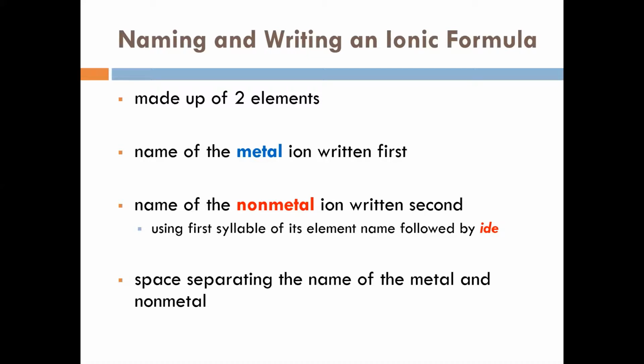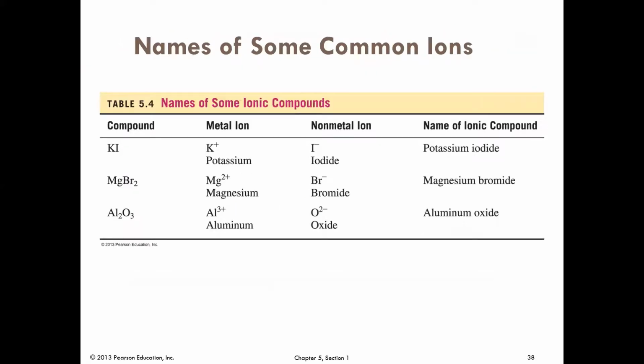We always put a space in between the metal and the non-metal as well. So KI is made up of potassium and iodine, but it becomes potassium iodide. MgBr₂ is magnesium bromide. Al₂O₃ is aluminum oxide.